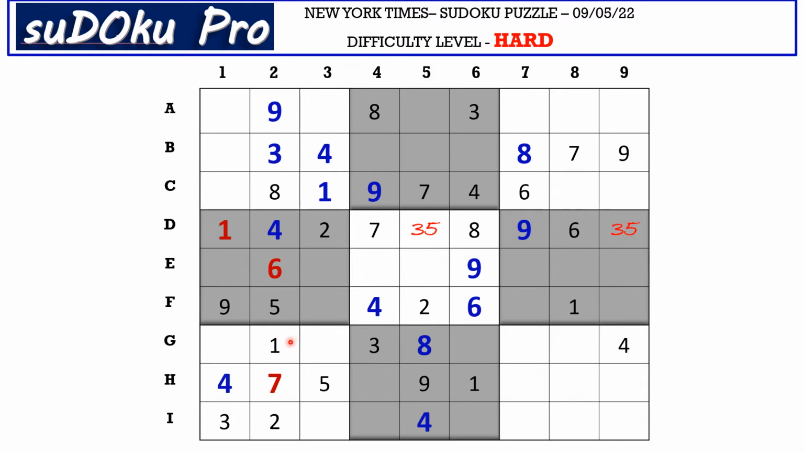Now here in the 7th block, 8 blocks these two cells here. So I3 takes 8. Now the missing numbers are 6 and 9. There is a 9 blocking here. So G1 takes 6 and G3 takes 9.